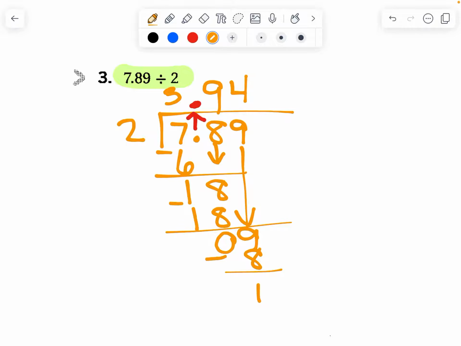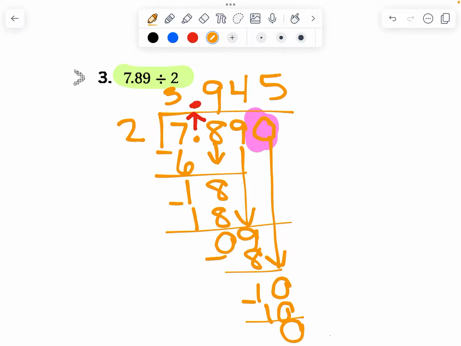Now, look very carefully at what we have. We've got a remainder. You are not allowed to have a remainder. So I want everybody looking up here. Watch what I'm going to do. If you have a remainder when you're dividing a decimal, you have to add a 0, drop it down, and keep dividing. Now I know 2 times 5 is 10. 10 minus 10 is 0.